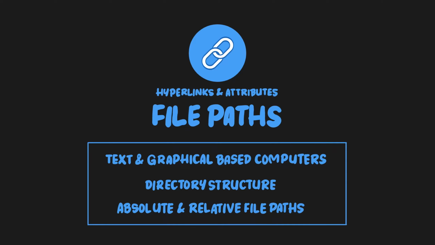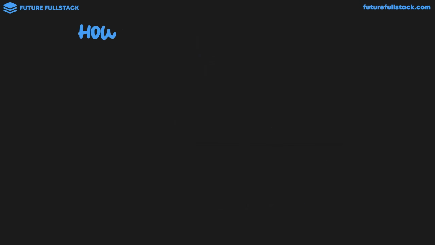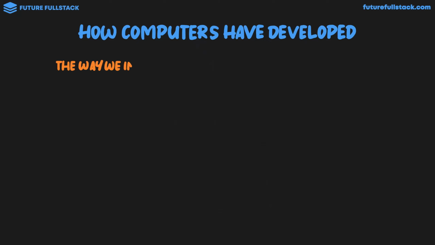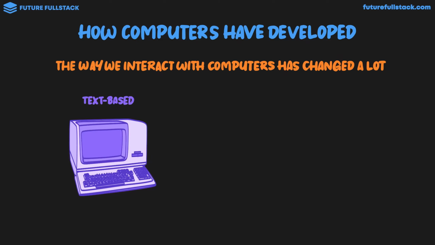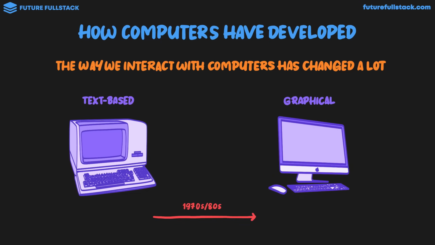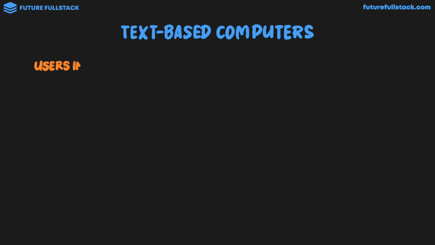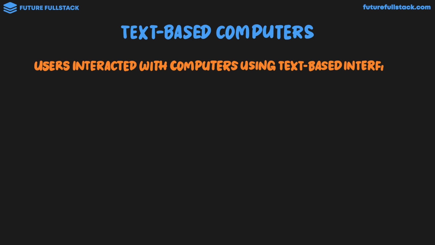We're going to take a step back from coding to look at the important concept of file paths, which is used throughout web development. And to understand file paths, the first thing we need to understand is how computers have developed. The way we interact with computers has changed a lot. Early computers were text-based computers and came onto the scene in the 1970s and 80s. You can see that this computer here only has a keyboard. Modern computers that you and I use are called graphical computers, where we interact with them with a keyboard and, more importantly, a mouse.